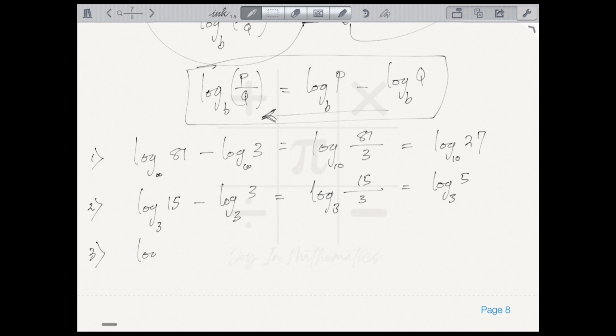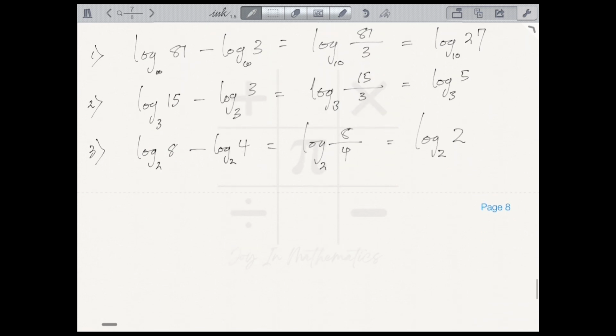Let's take one more example. So we have log 2 to base 8 minus log 2 to base 4. Now we are still going backwards. We have our p as 8, we have our q as 4, and the base b as 2. So applying this, we have log 8 over 4 to base 2. So this results into log 2 to base 2.